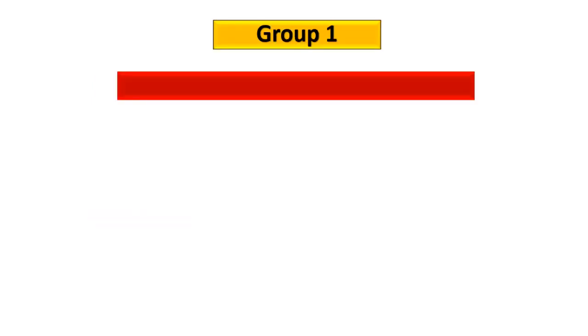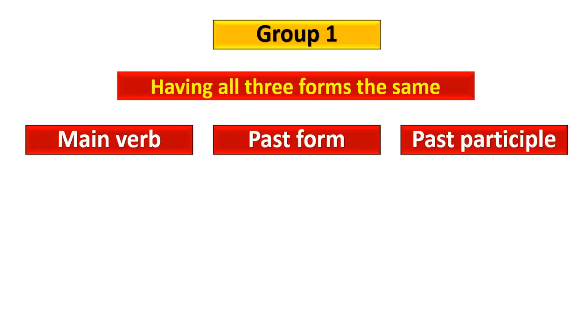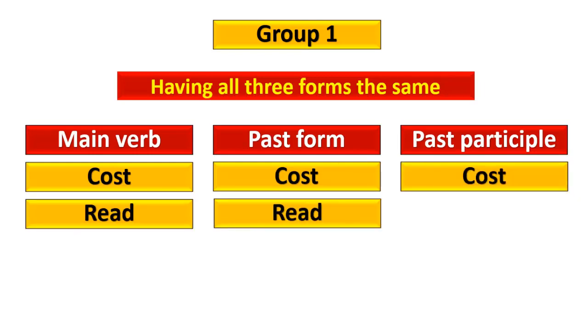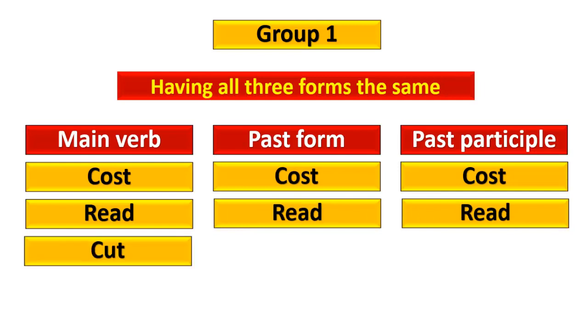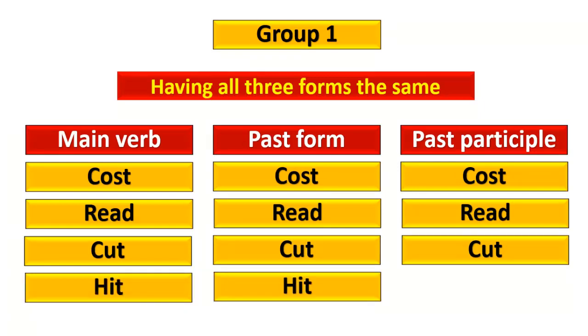Let's elaborate Group 1, in which all the verb forms will be the same. So we will take an example. Cost will remain the same in past and past participle. Read will remain the same in past and past participle. Cut will remain the same in past and past participle. And so are the examples of hit and put.